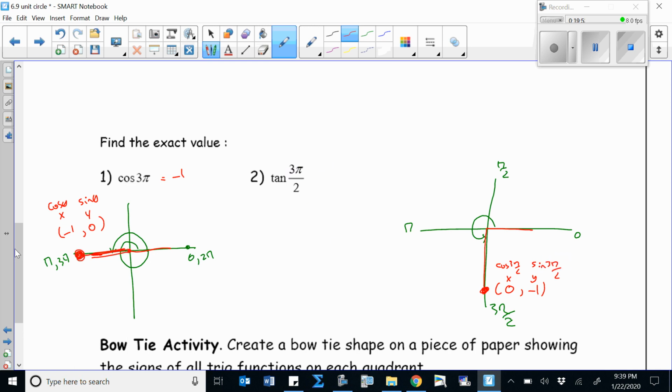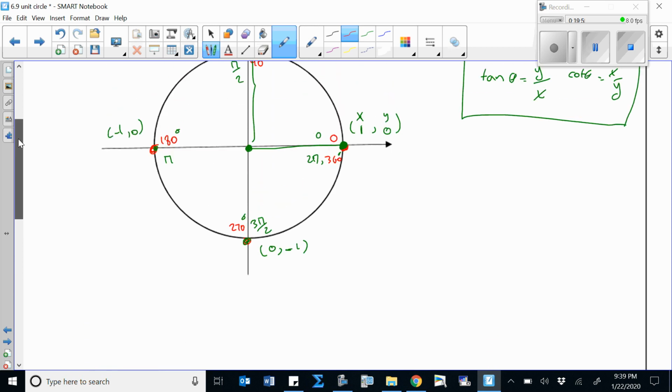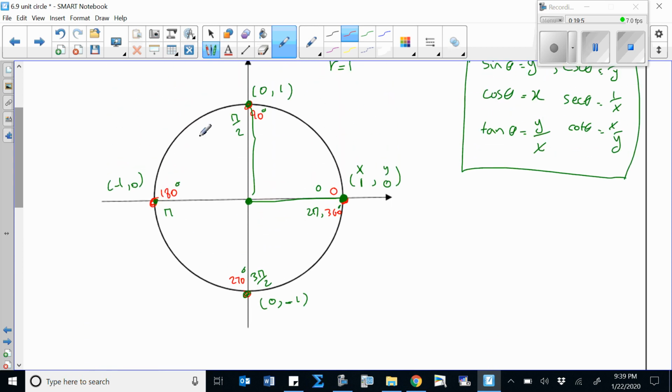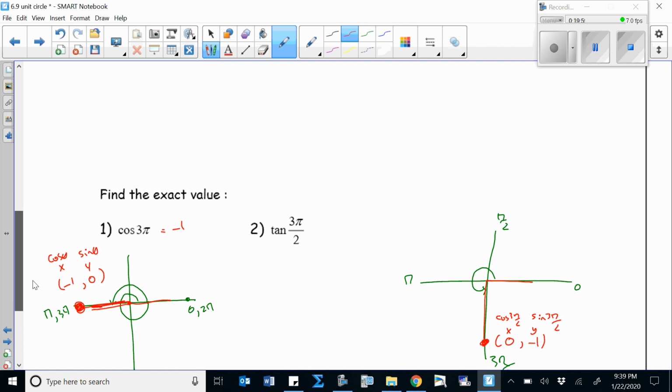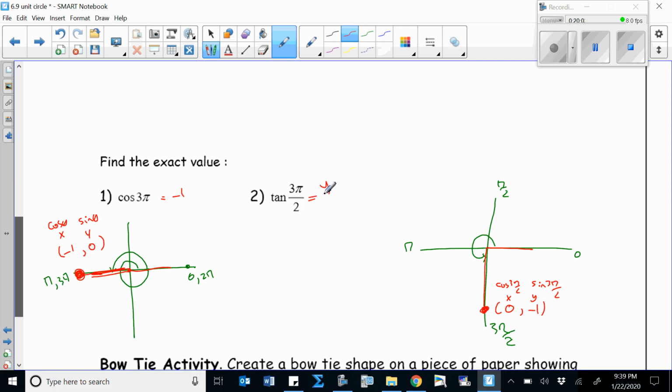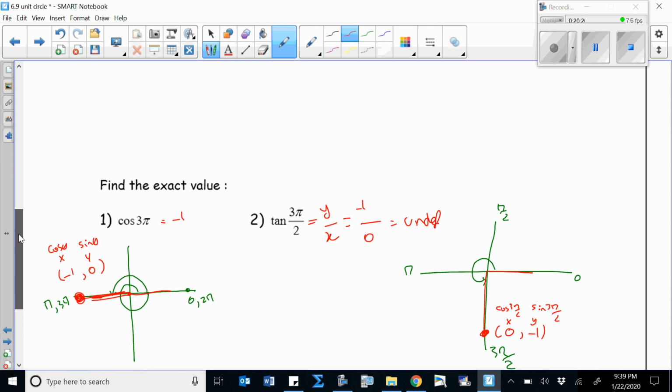To find tangent, we know that we have to divide y by x. So I'm going to do that here. Divide y by x. The y value is -1 and x is 0. So if you divide them, -1 divided by 0 is undefined. So tangent of 3 pi over 2 is undefined. So this is how you find the exact value of different trig functions of different angles on unit circle.